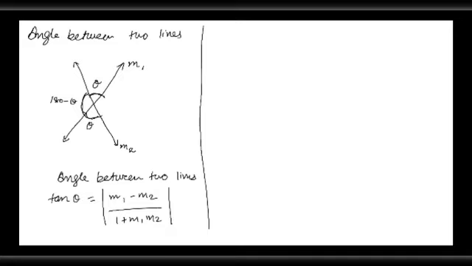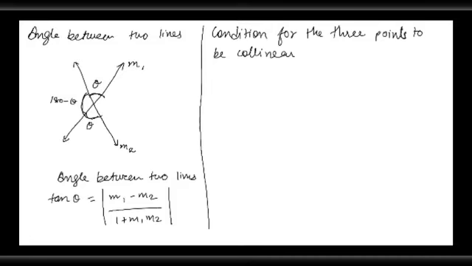Now, we will use this concept to find the collinearity of 3 points. So, condition for the 3 points to be collinear. Now, collinear means all 3 points will lie on the same line, right? If 3 points lie on the same line, then I can say that these 3 points are collinear.